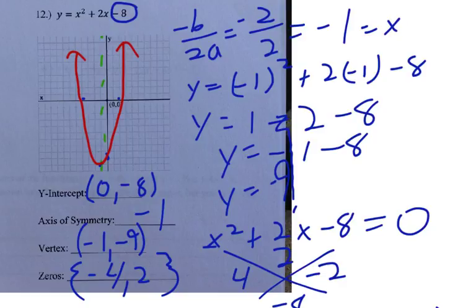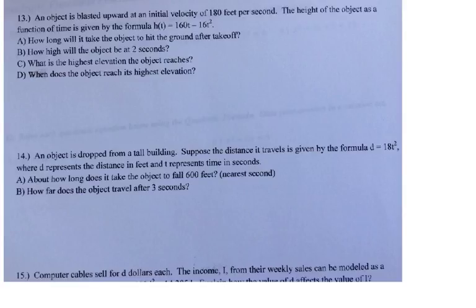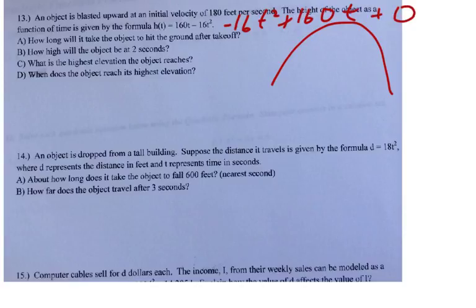Okay, number 13. An object is blasted upward at an initial velocity of 160 feet per second. So I know it's going to look something like this. The height of the object is a function of time. And I'm looking, that looks backwards to me. So I could rewrite it as -16t squared plus 160t. And then there's no y-intercept there, well, there actually is one. It's 0 since it's not there. So I can rewrite that function in standard form so it makes more sense.